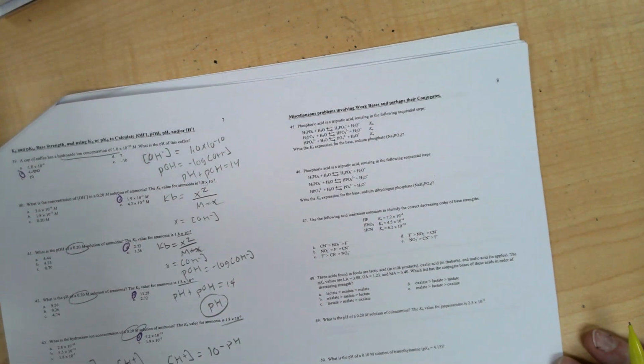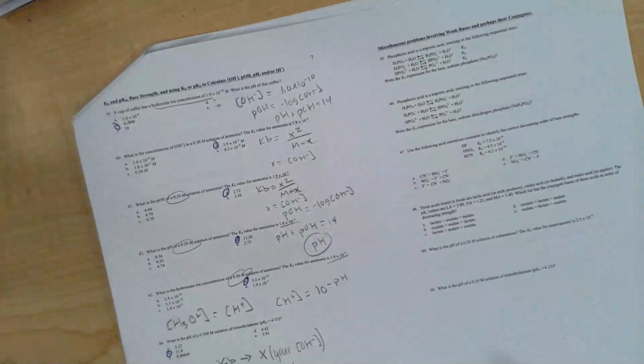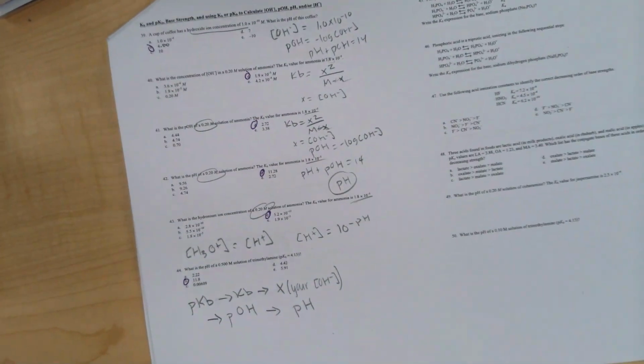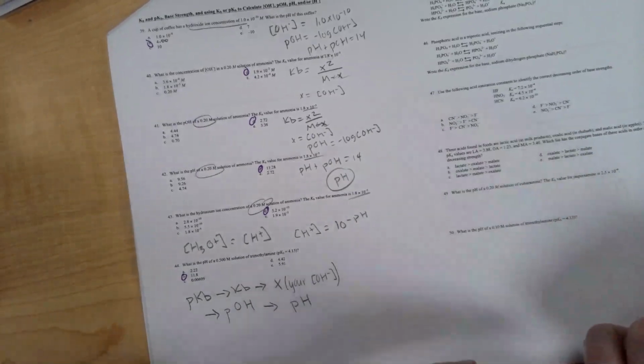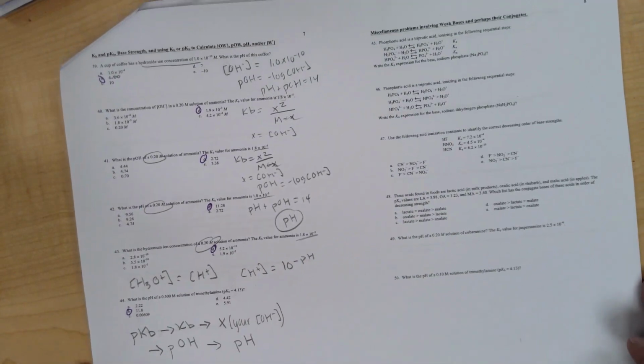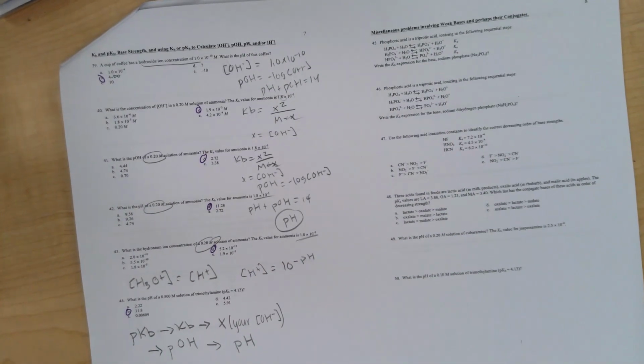Actually, maybe let's stop there, because 45 and beyond is a big mix of weak bases, their conjugates, and other practice with all the other kinds of problems that we just did. So I think so far the most difficult one might be number 44 here, how you have to walk through this whole thing: pKb to Kb to X, which is your OH minus, pOH, pH. Just remember, with bases we're only dealing with hydroxide and pOH, and we have to use that information to get the pH.